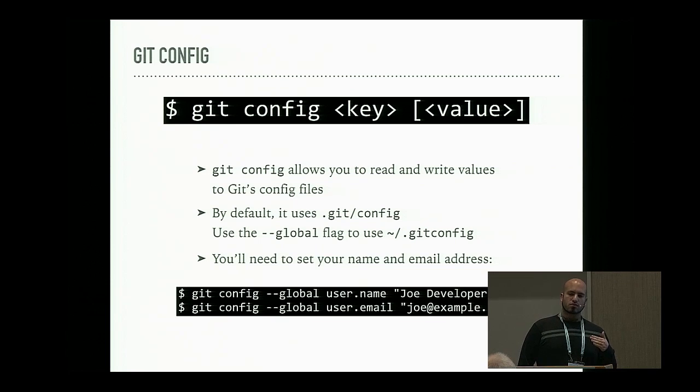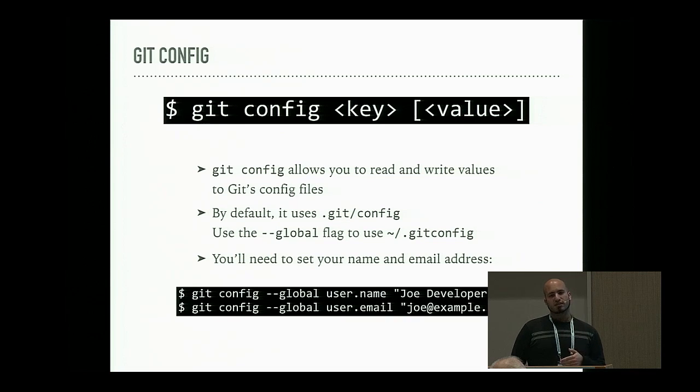So there's one configuration file within the .git directory, and you also have a global configuration file which lives in your home directory, and that one's called .gitconfig. So you can use the --global flag to read and write from the global .gitconfig file in your home directory, or by default, it's just going to use the one that's in the repository.